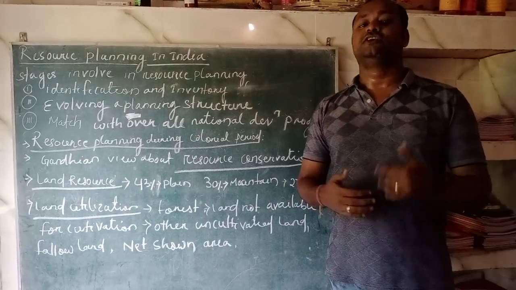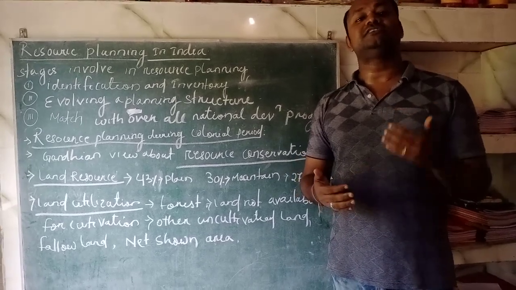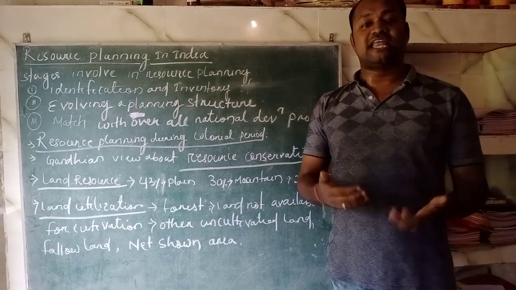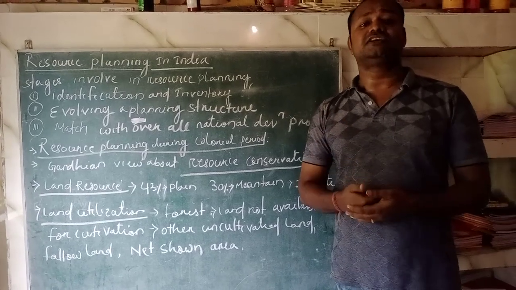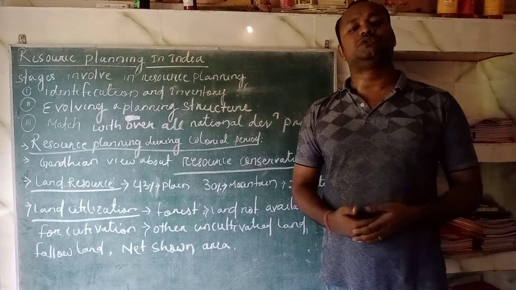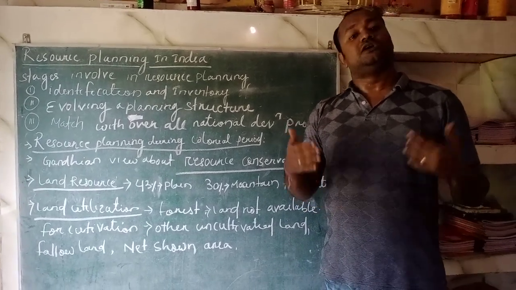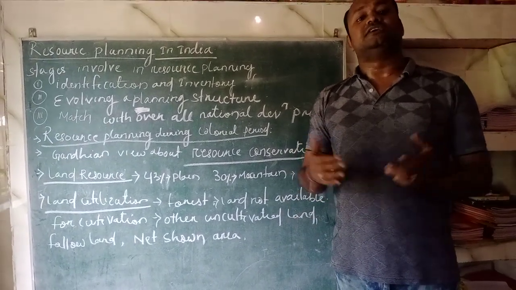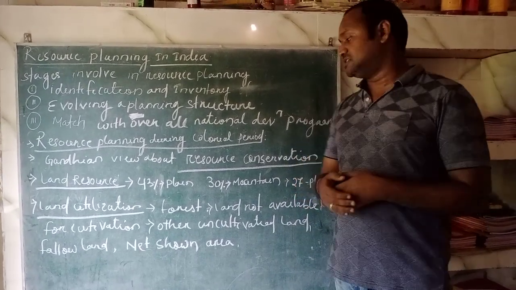So Gandhiji was also against mass production. Gandhiji was also against industrialization. He believed in self-reliance. He believed that the mill culture should not be adopted within our country because it may lead to over exploitation of resources and resource depletion within our country. This is all about the Gandhian view about resource conservation.